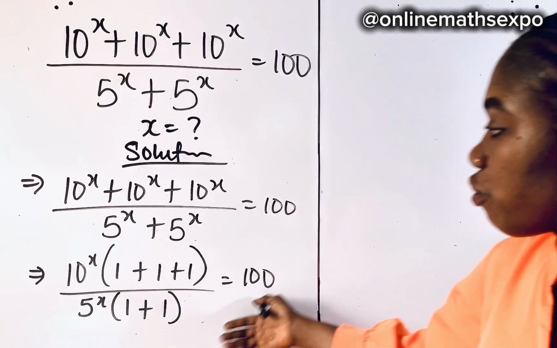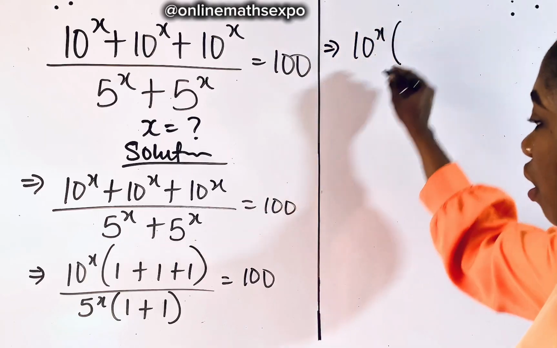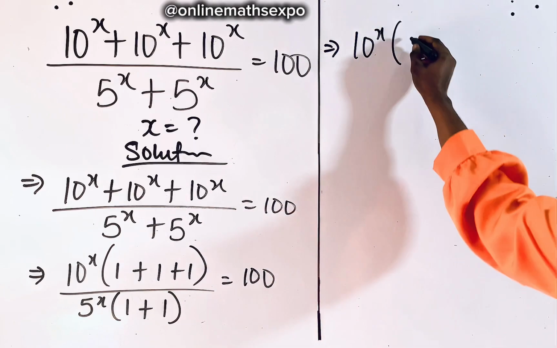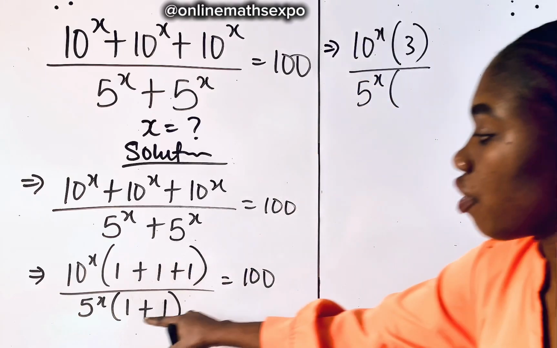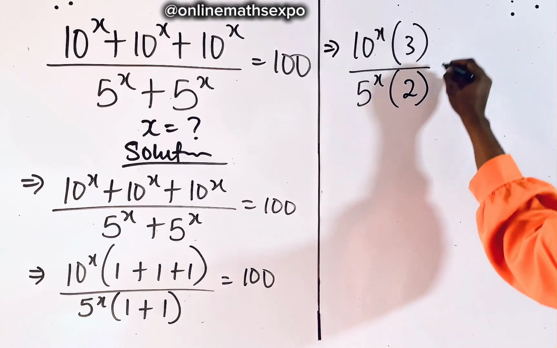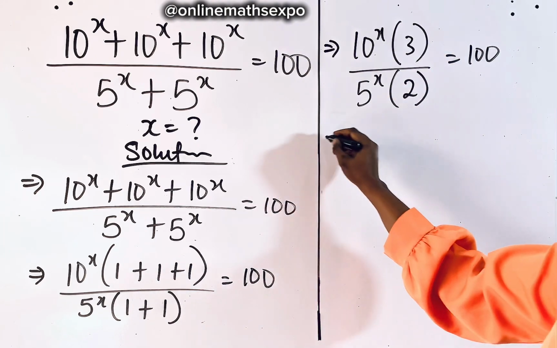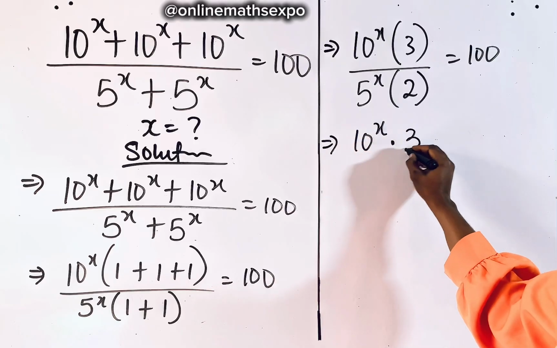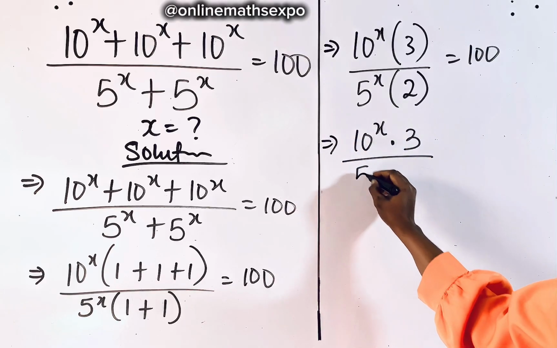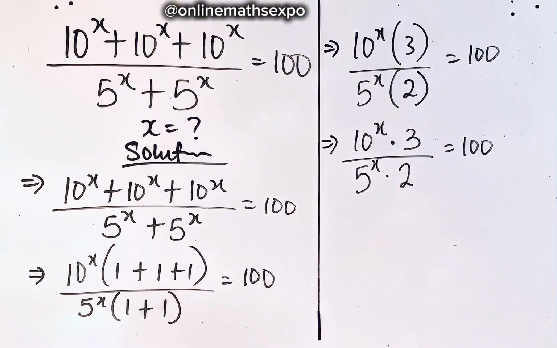Now we keep solving from here. So we now have 10 to the x power. If you add this, it gives you 3, and is divided by 5 to the x power. If you add this, it gives us 2, and is equal to 100. What do we do next? This is also the same as 10 to the x power multiplied by 3, divided by 5 to the x power multiplied by 2, is equal to 100.